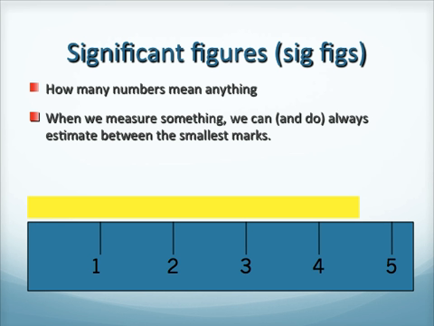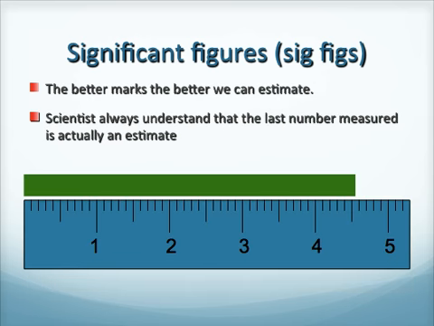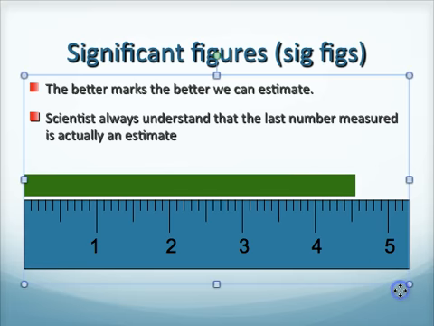For example, look at this ruler. If this is a centimeter ruler, we know for sure that it's 4, but we could estimate one place past, so we could say 4.5 centimeters. We can always estimate between the smallest marks. If we're looking at this ruler, we know for sure it's at least 4.5, so we could say 4.55. The more marks there are, meaning the better the instrument, the better estimate we could make. However, we still know that the last digit, the second 5 in 4.55, is a significant digit.